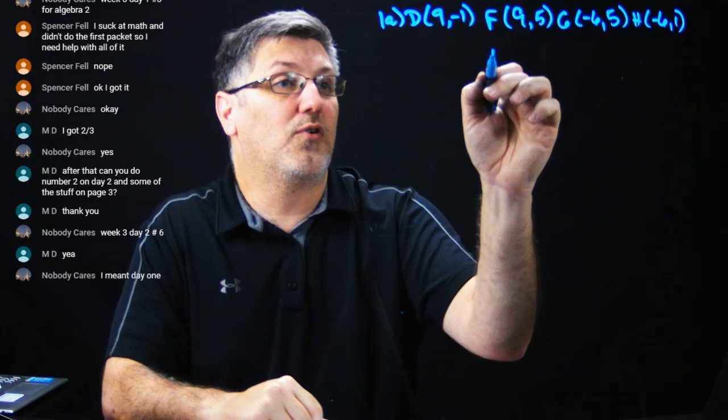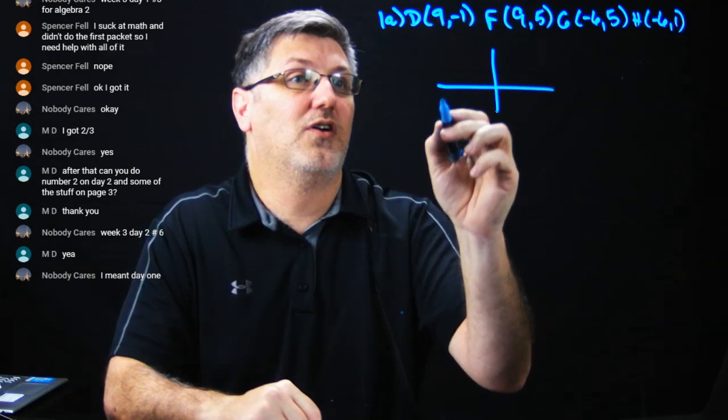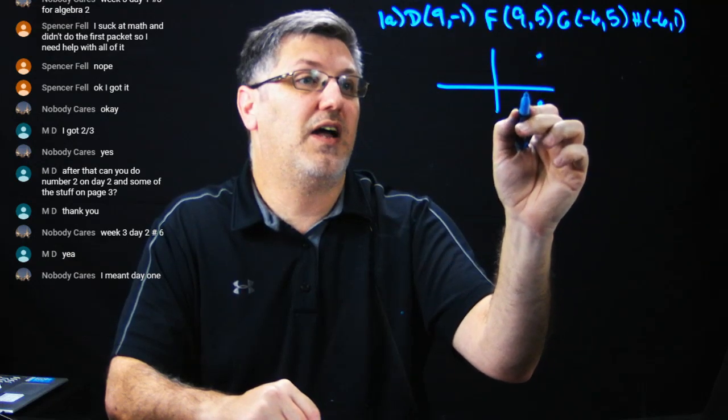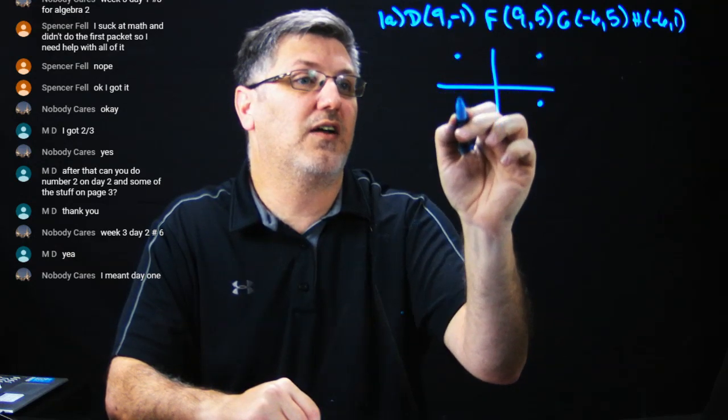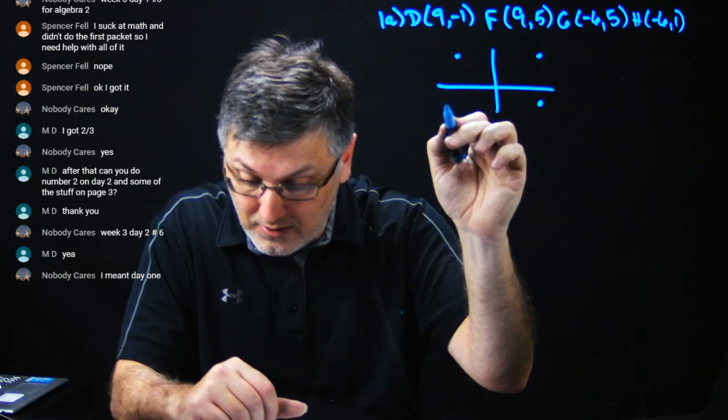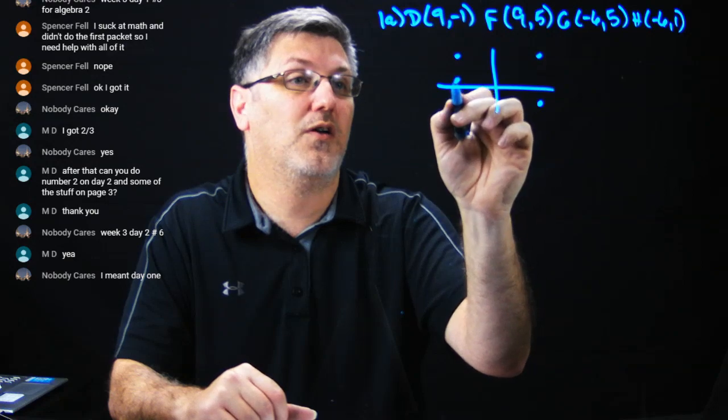So first thing I want to do is trace it out. So I've got 9, -1. I have 9, 5. I have -6, 5, and -6, 1. Did I type that right? Yep, -6, 1.